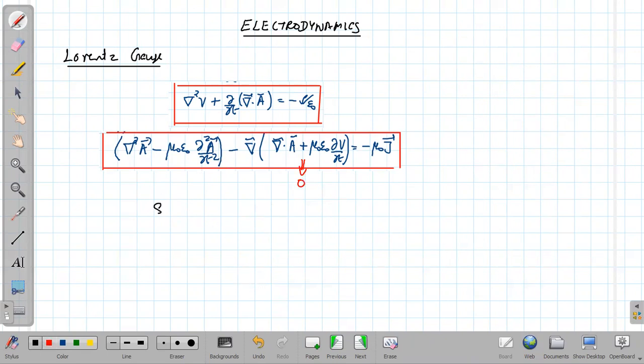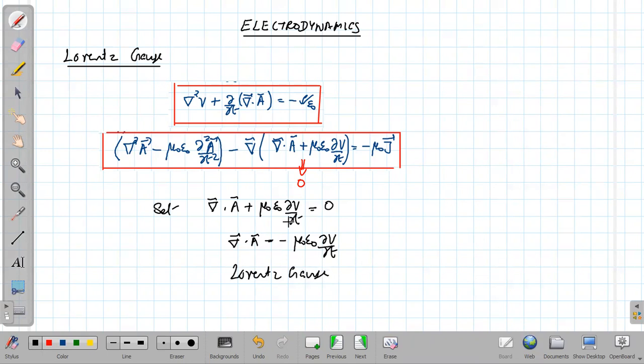So in Lorentz gauge, we set del dot A plus mu 0 epsilon 0 dou V by dou t equal to 0, or del dot A becomes minus mu 0 epsilon 0 dou V by dou t. This condition is called the Lorentz gauge condition. If that is the case, what would our Maxwell's equations be? What would be their transformation? We can check it here.